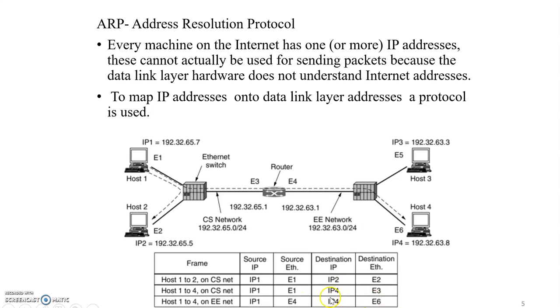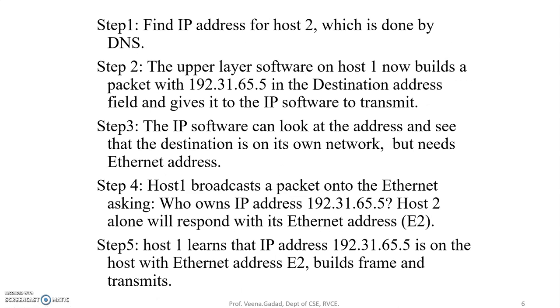We get to know the destination's IP address with the help of domain name system, but in order to determine the destination's Ethernet address, we go with the address resolution protocol. We'll see in a stepwise manner how this protocol operates. So step 1, host 1 determines the IP address of host 2 with the help of DNS. Any destination's IP address is determined with the help of DNS.